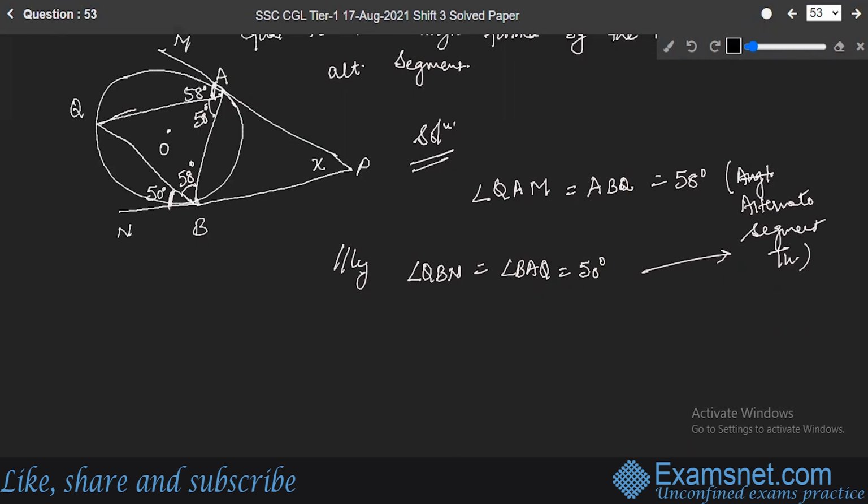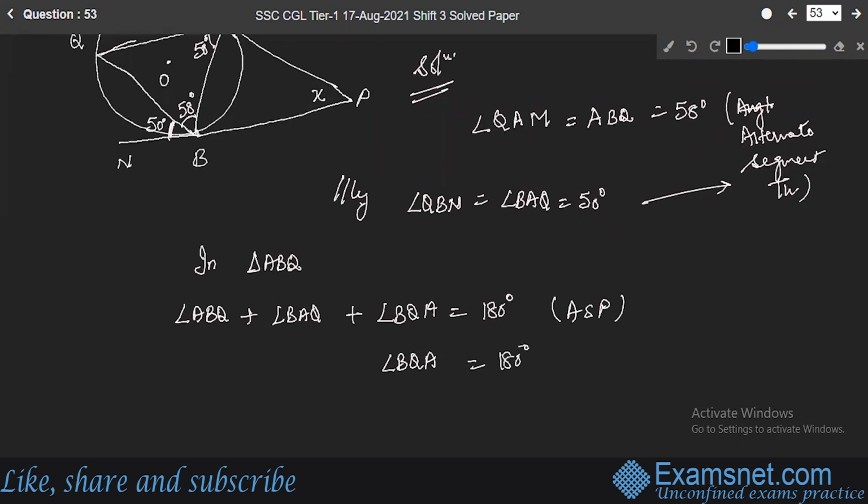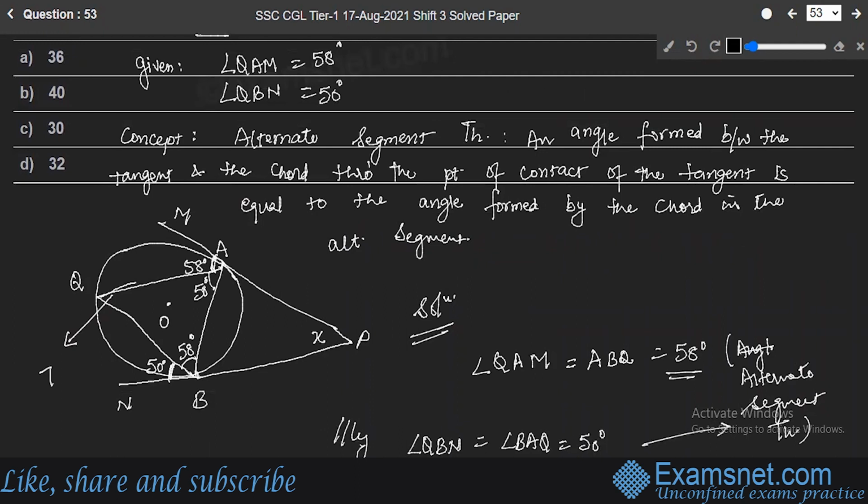Now consider triangle ABQ. In triangle ABQ, angle ABQ plus angle BAQ plus angle BQA is equal to 180 degree. Angle sum property of the triangle, the sum of all the angles of a triangle is equal to 180 degree. Therefore, you can find out BQA, that is equal to 180 minus ABQ, which we just said is 58 degrees, minus BAQ, which we just said is 50 degree. So BQA will come out to be 72 degrees. So now you got this angle as 72 degrees.